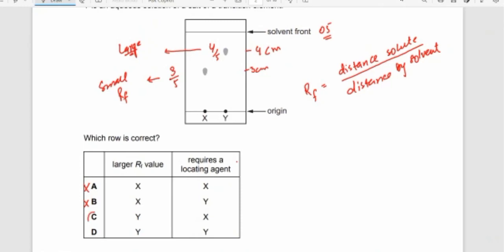So C is the correct option, because we need to make X visible by using the locating agent. Y is already visible because it is colorful. This belongs to transition elements, and compounds of transition elements are already colorful. So that's why we don't need to use the locating agent for Y.